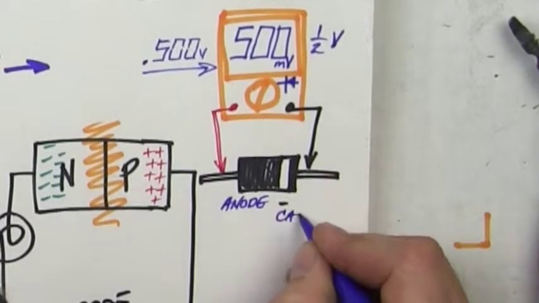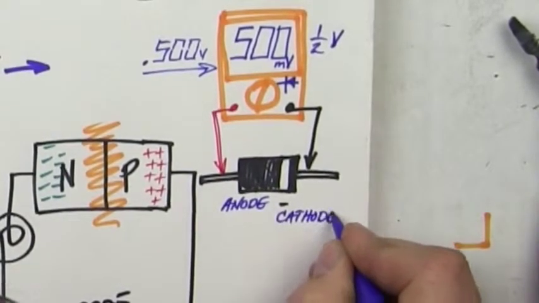The negative side is called the cathode.